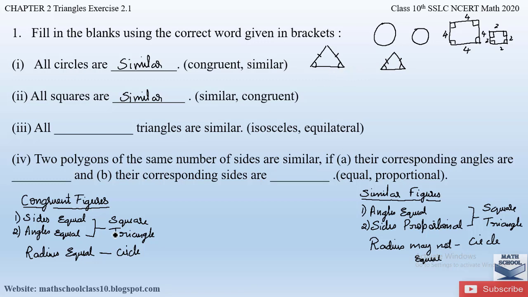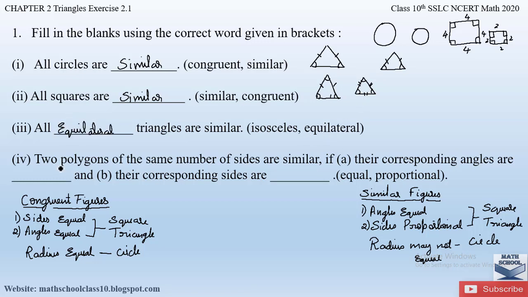So for two triangles to be similar, all the angles should be equal. So since all the three sides and three angles are not equal, we can say that isosceles triangles are not similar. So if we consider an equilateral triangle, in an equilateral triangle, all the three sides and all the three angles are equal, right? So in an equilateral triangle, all the three sides and all the three angles are equal. Therefore, we can say that all equilateral triangles are similar.